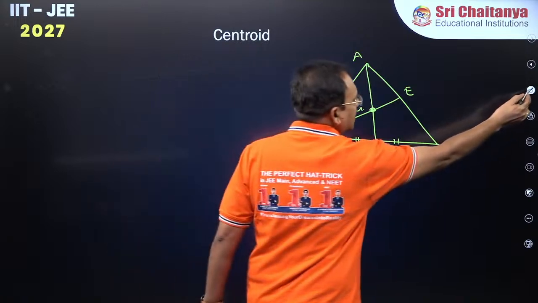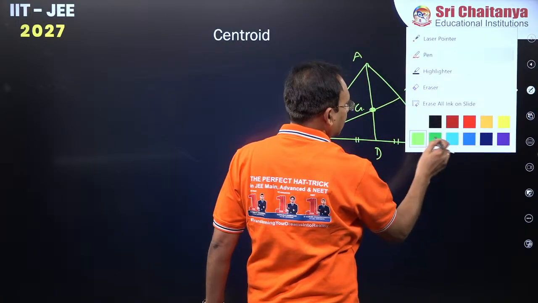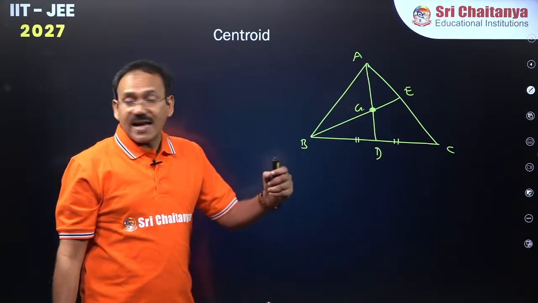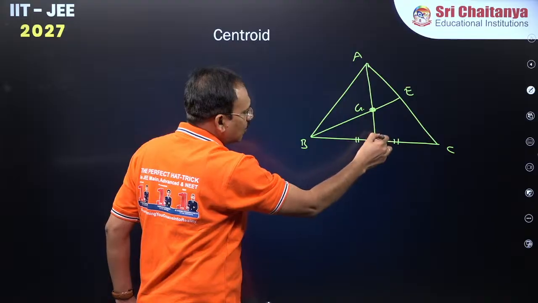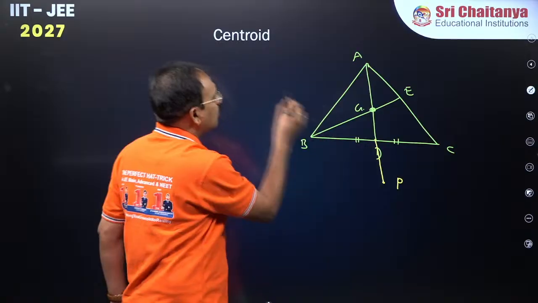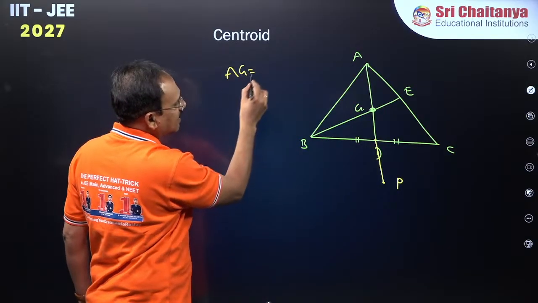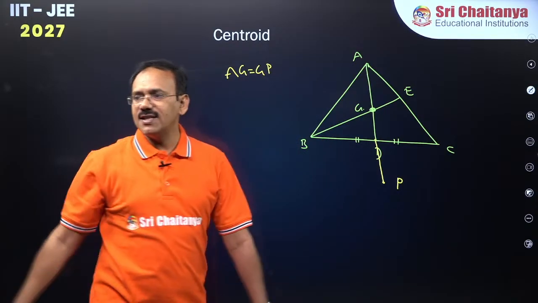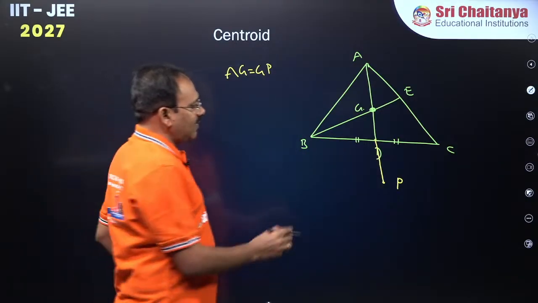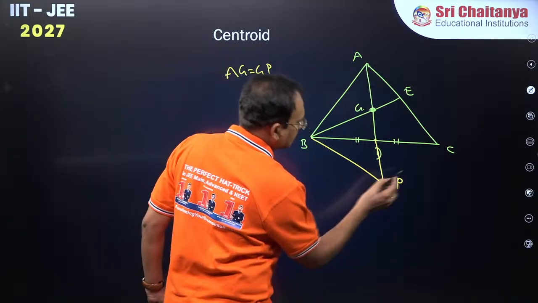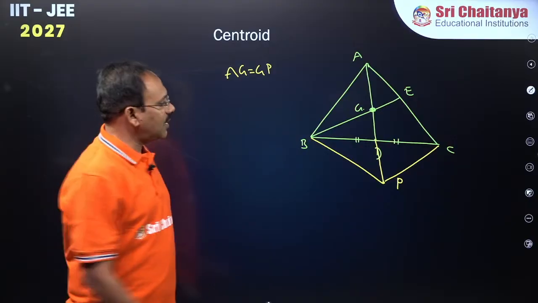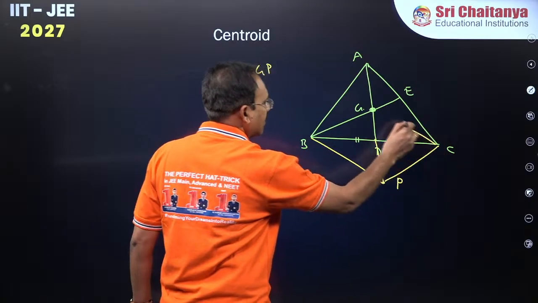Now you just extend GD such that AG is equal to GP. I extended this up to some point P. So I have taken AG equal to GP. Now you just join these two points, and this also. This is another median, this is another median.